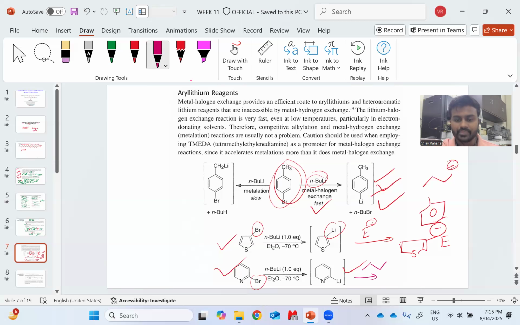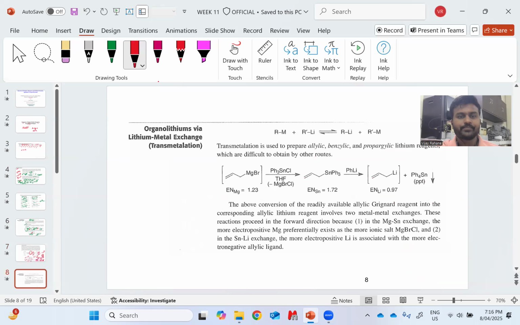let's say here. Once this reaction works, it might take 30 minutes to 1 hour at minus 70 degrees Celsius to complete. And after 1 hour, we just need to add the electrophile. If you add that electrophile, then we can get the product. And here in this case, the electrophile gets added. So this is how we can perform various bond formations via this method.